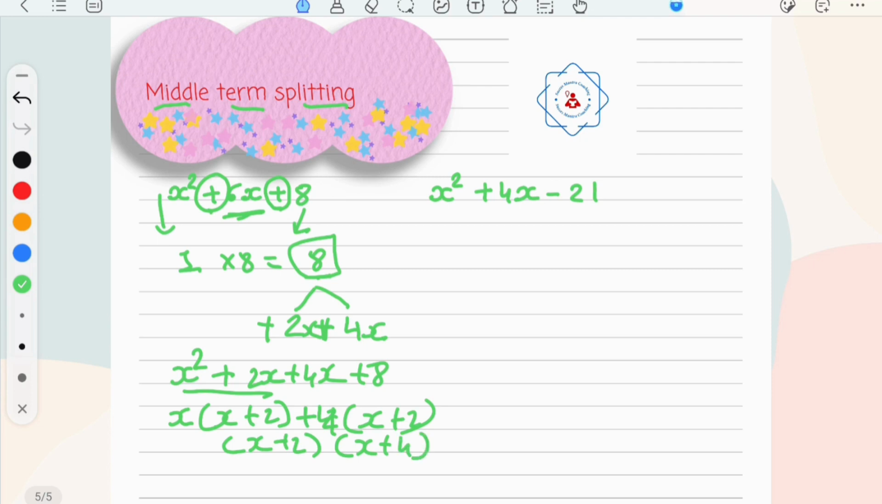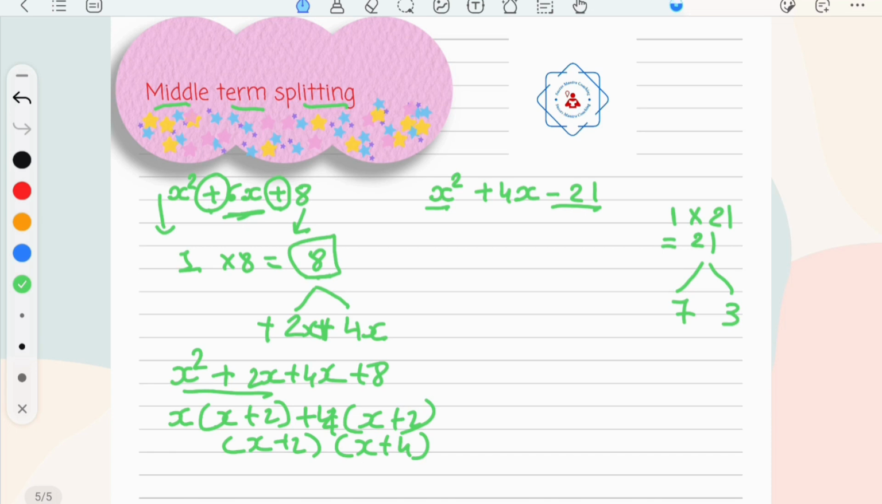Now, same as this, the second example. The last term is 21 and the coefficient of x square is 1. So 1 into 21, we get 21. Now what are the two factors of 21? That is 7 into 3.